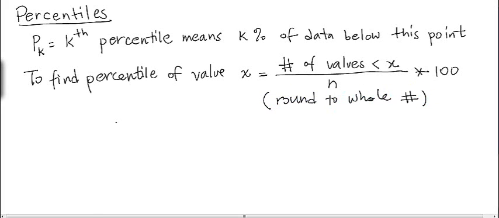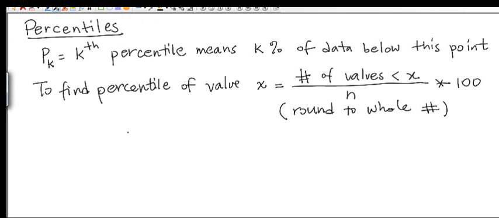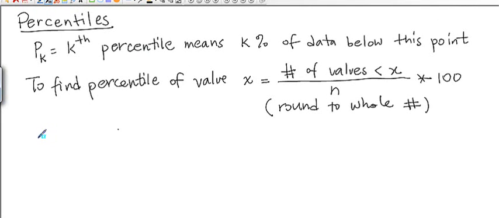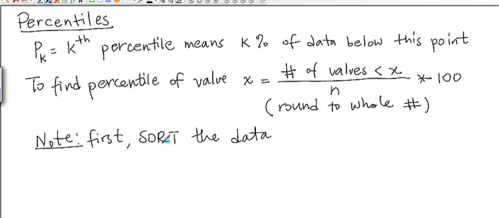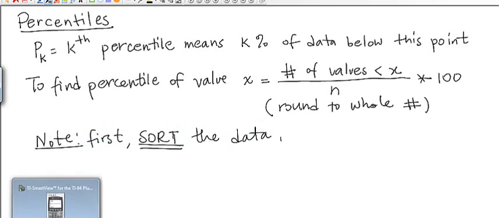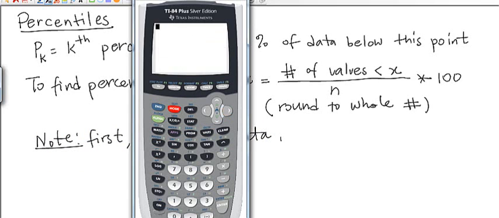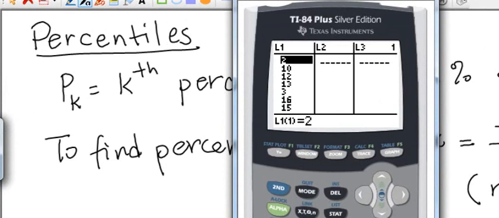I'm going to use again the same example that we had earlier. The first thing you want to do is to sort the data. This is very important. Now, you don't have to sort the data by hand. You can let your calculator do that for you. I've already put this data into the calculator, in the list. So if you go to Stat, Edit, that data is in the list. Let me just delete that, I'd used it for something else. So this is my data.